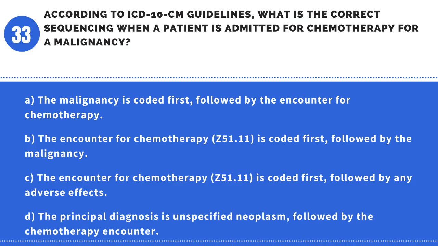Question 33. According to ICD-10-CM guidelines, what is the correct sequencing when a patient is admitted for chemotherapy for a malignancy? A. The malignancy is coded first, followed by the encounter for chemotherapy. B. The encounter for chemotherapy, Z51.11, is coded first, followed by the malignancy. C. The encounter for chemotherapy, Z51.11, is coded first, followed by any adverse effects. D. The principal diagnosis is unspecified neoplasm, followed by the chemotherapy encounter.